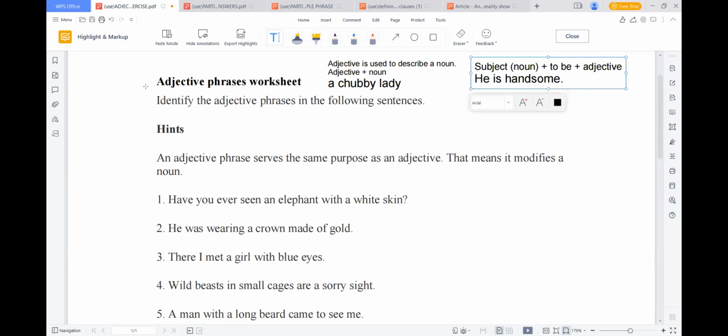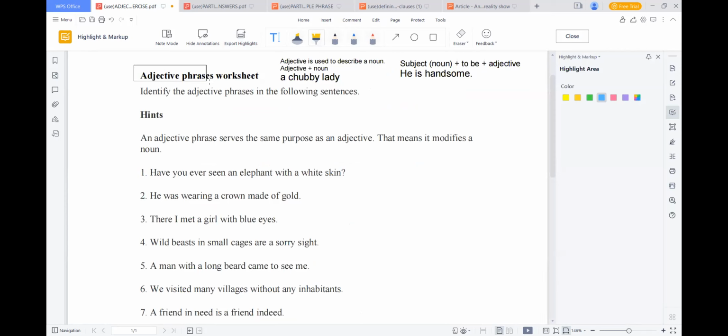Now this adjective phrase is different, because it is used to describe the subject or the noun, but in a phrase form. The adjective I showed you is a single word, single, so that's why it's called adjective. But adjective phrase means it's a few words that form a short phrase, and it is used to describe the noun or the subject. It's not just a word, but a shorter one with a combination of a few words. Let's take a look at the example.